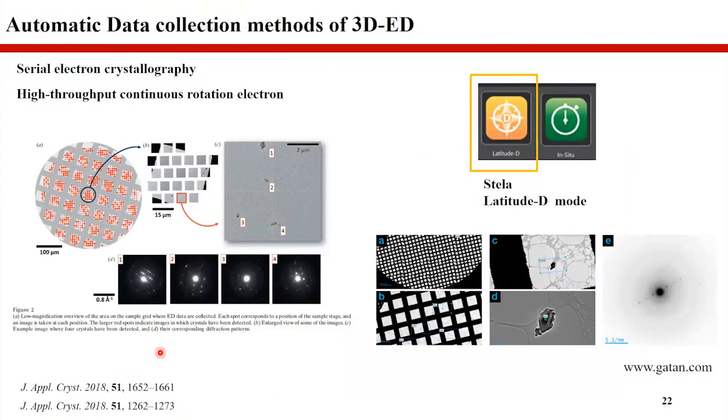At each position of the goniometer, the locations of the crystals are identified using image recognition techniques, and the data are collected on each crystal. I would mention that the electron diffraction data here is not collected from one crystal by rotation. For each crystal, the electron diffraction data are collected from randomly oriented crystals.